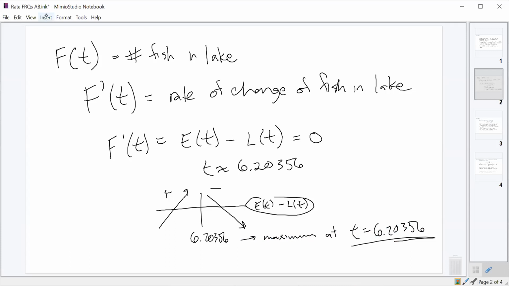Okay. Now, do you not have to check the endpoints for this question, because those you can't have them at the other side? So we know that the function is always increasing between 0 and 6.2, and we know it's always decreasing after that. And so if it's always increasing and then always decreasing, we know that this must be the highest point. So with the sign chart and saying that this is the function E of t minus L of t, we know that it couldn't be at the endpoints. Now, there's another way to go about this.